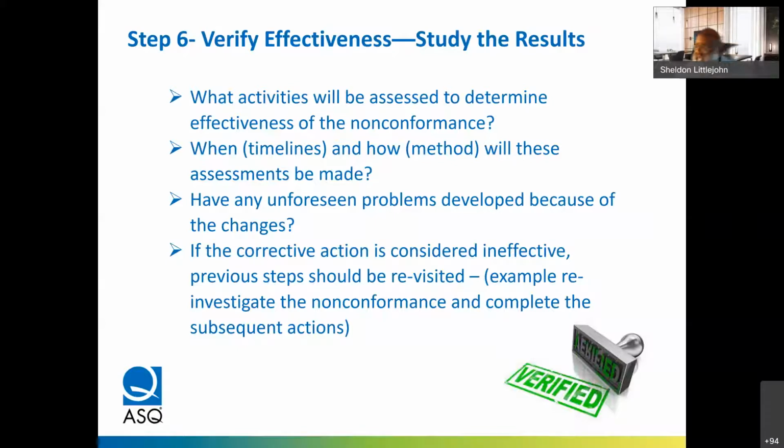If the corrective action is deemed ineffective, we may want to revisit some of the previous steps. So did we miss something in the planning? Did we miss something in the root cause analysis? Did we miss the actual root cause?